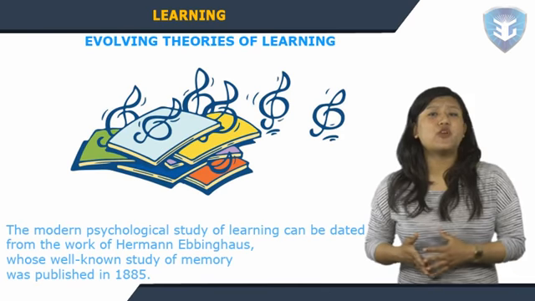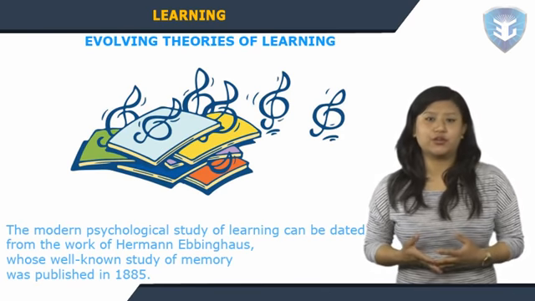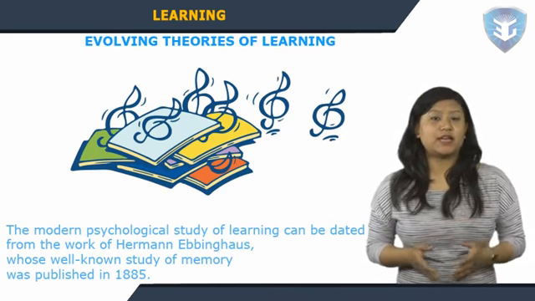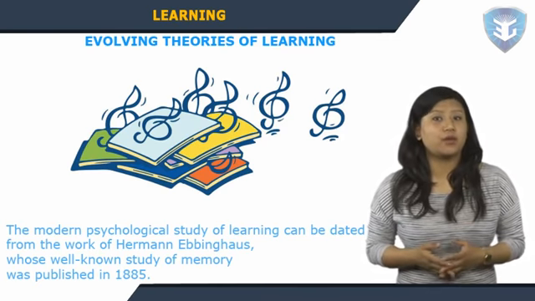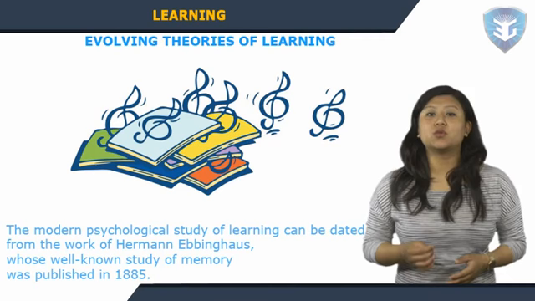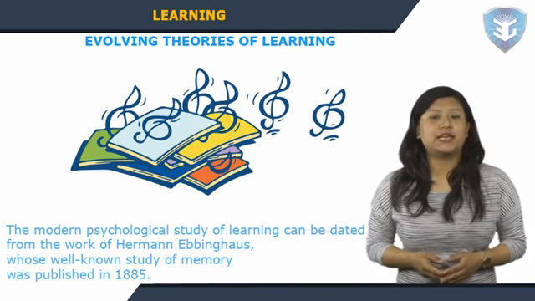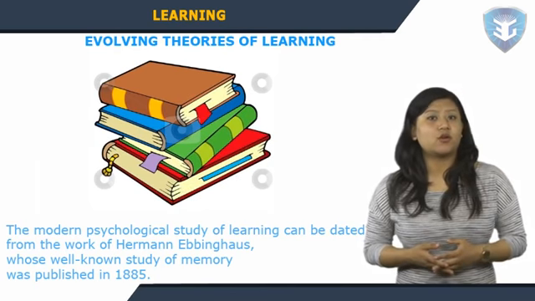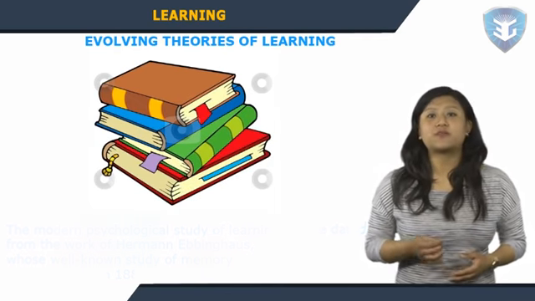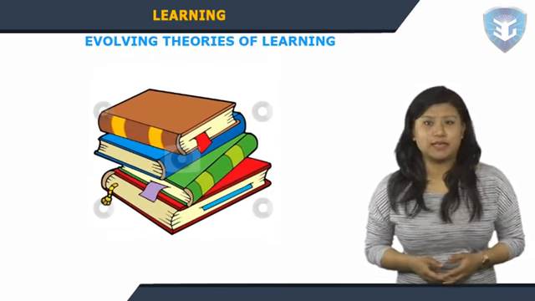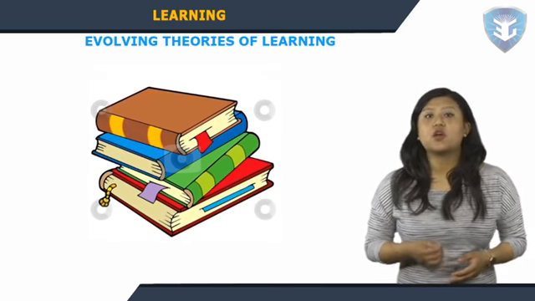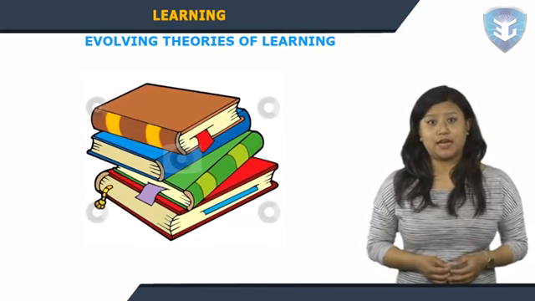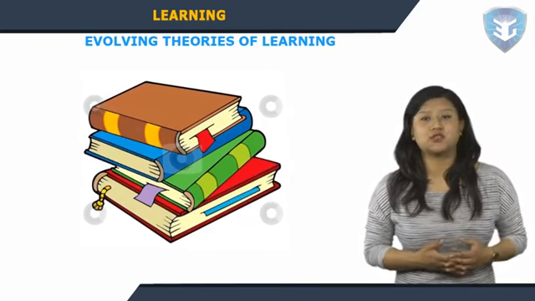Now, let's move on to the next topic, which is evolving theories of learning. The modern psychological study of learning can be dated from the work of Hermann Ebbinghaus, whose well-known study of memory was published in 1885. Other early studies of learning were by Edward L. Thorndike, whose dissertation on problem solving was published in 1898, and Ivan Pavlov, whose research on classical conditioning was begun in 1899 but first published in English in 1927.